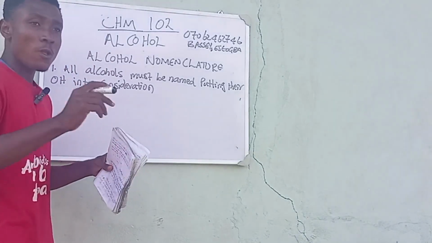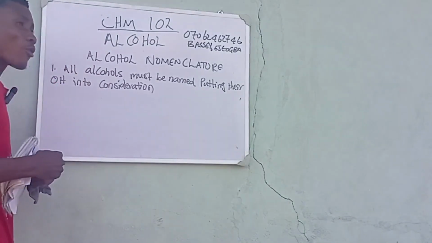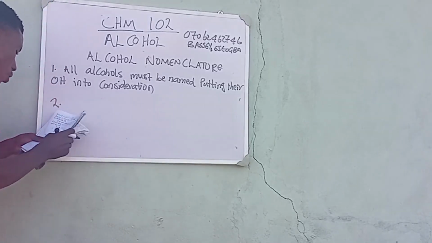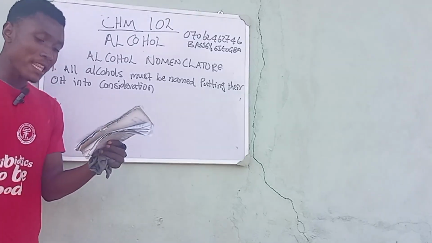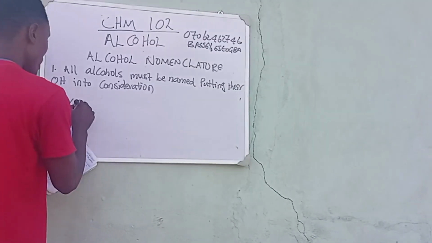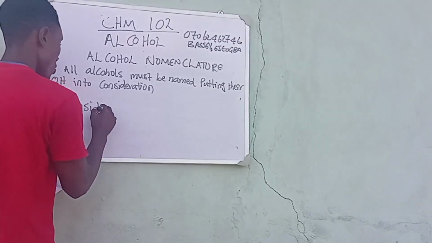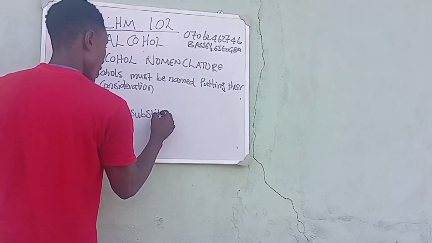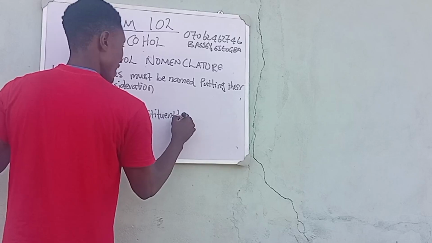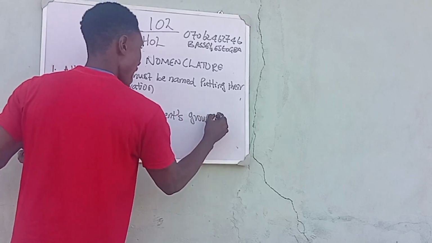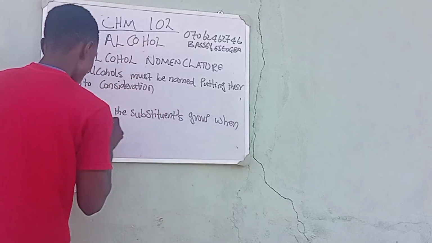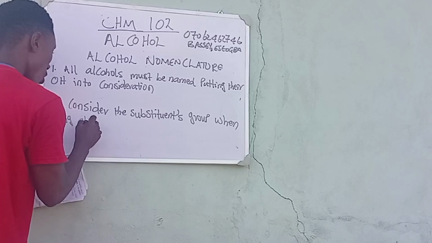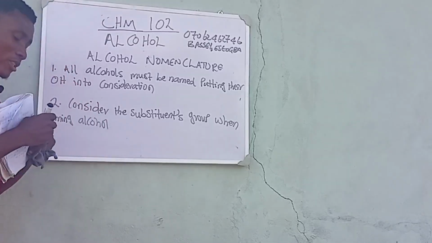When I finish number two, I'm going to show you how you are going to name this alcohol. So number two is: consider the substituent groups when naming alcohol. Consider the substituent group when naming alcohol. It is very, very important you understand.